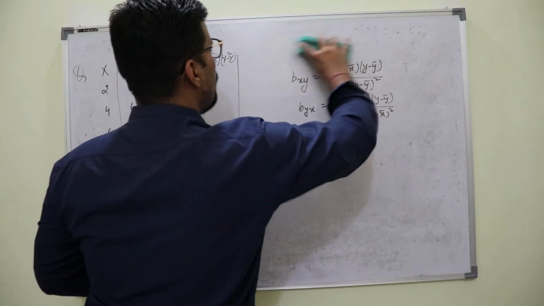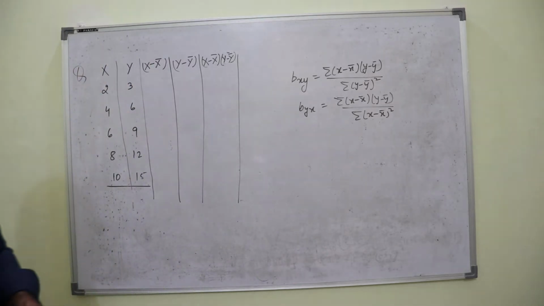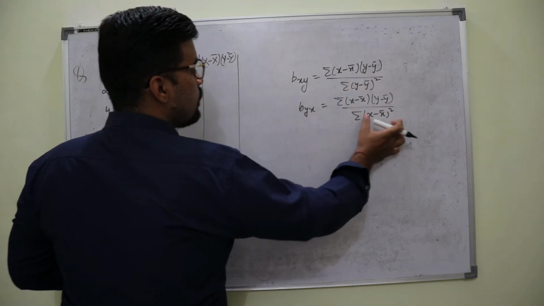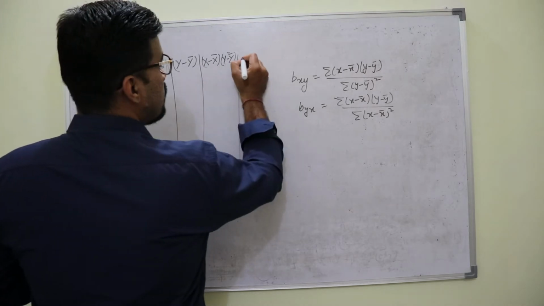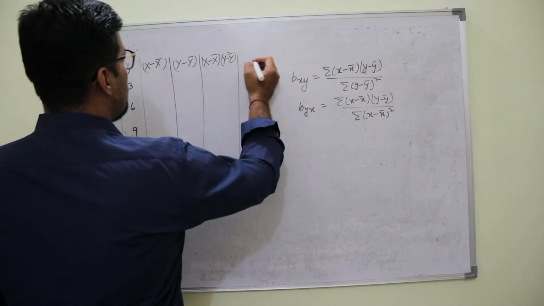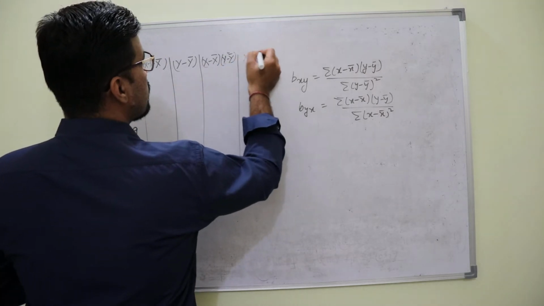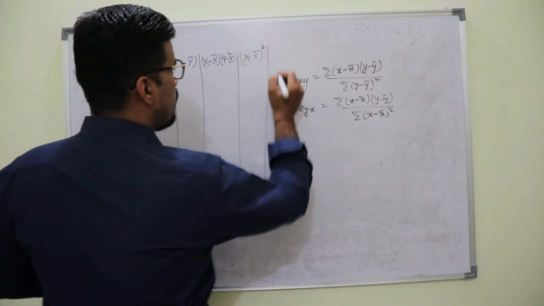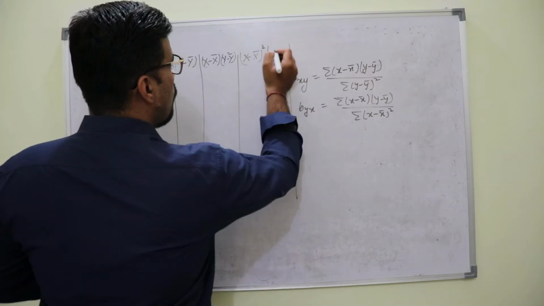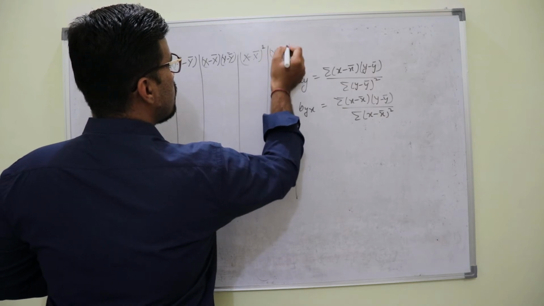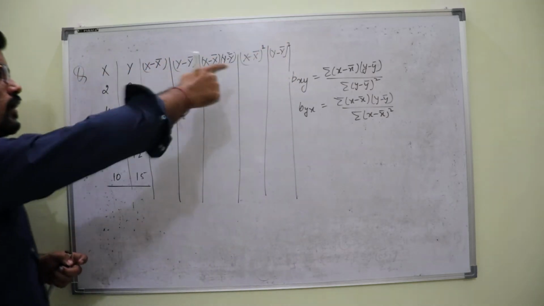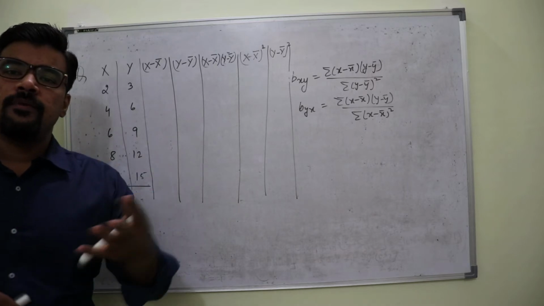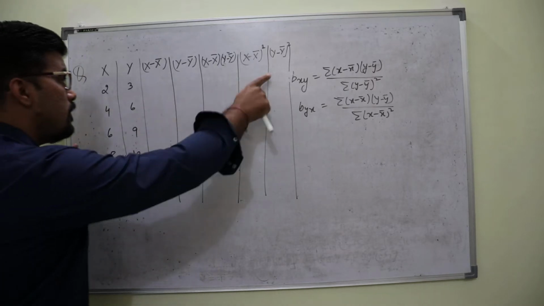Now moving ahead, if we talk about the denominator part, we need the sum of y minus y bar square and the sum of x minus x bar square. So the sixth column will be x minus x bar square, and the last and final column will be y minus y bar square. If you check the table we have formed in Karl Pearson correlation coefficient, it is the same table.